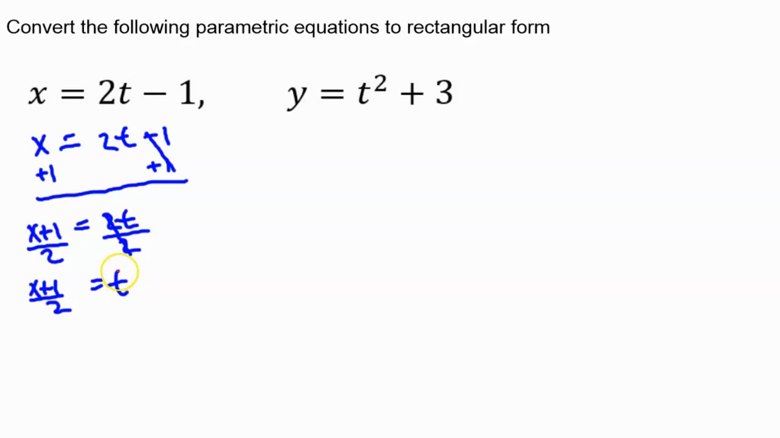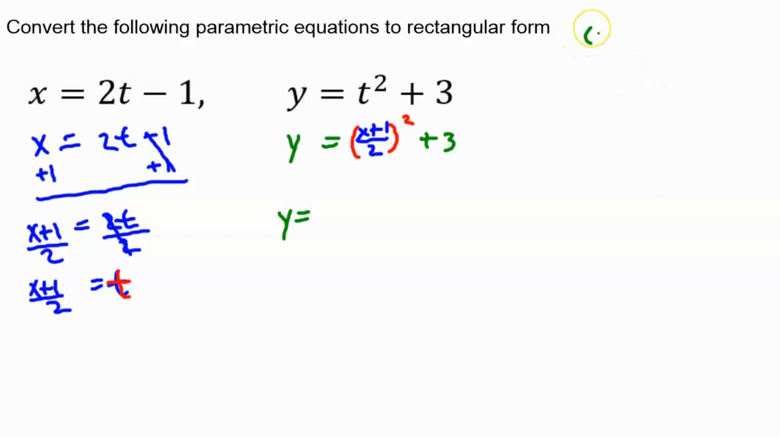Now we're going to take that t that we just solved for and substitute it back into the second equation, which means that now we have y equals, we're going to leave the t part blank because we're going to replace that, and then we're going to keep the plus 3. So we're going to substitute what we had before. We're going to replace it with that (x plus 1) over 2. Now we just need to multiply everything out.